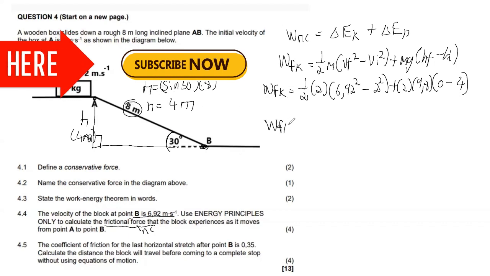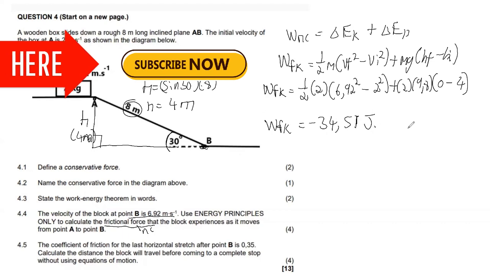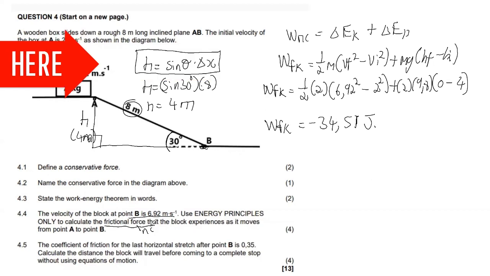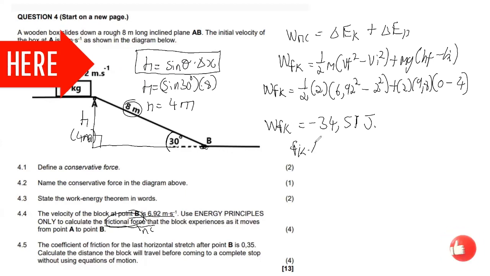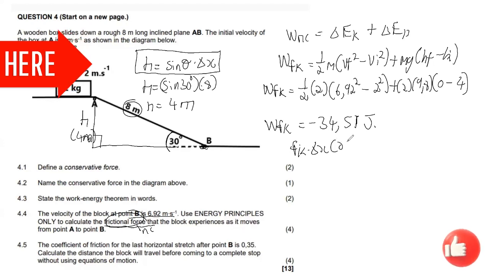Then when you punch all that into your calculator, you get negative 34.51 joules, right? And that's the way you calculate your work done by the frictional force. But note here, they said to calculate the frictional force, right? So if they said to calculate the frictional force, that means you still need to go further with this. I did not realize that at first, I'm seeing it now. So we still need to continue here.